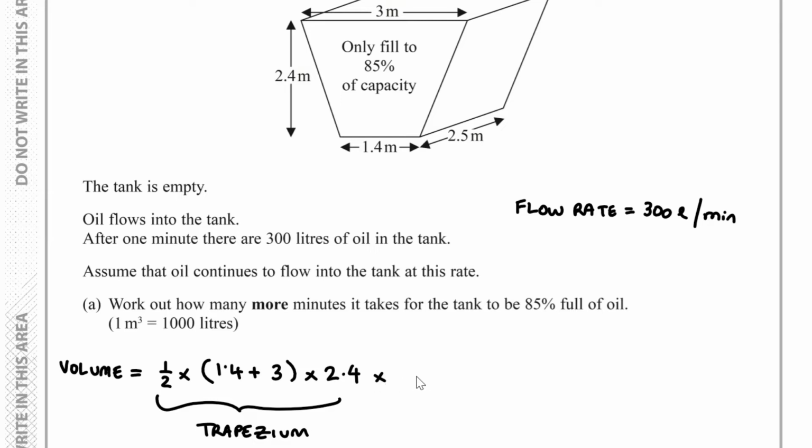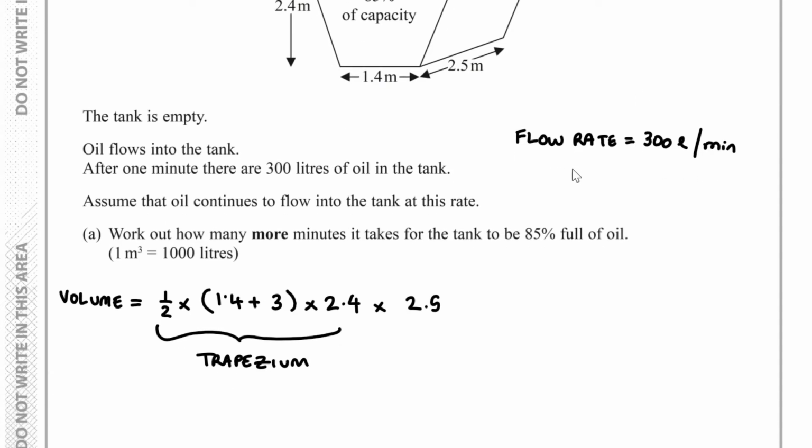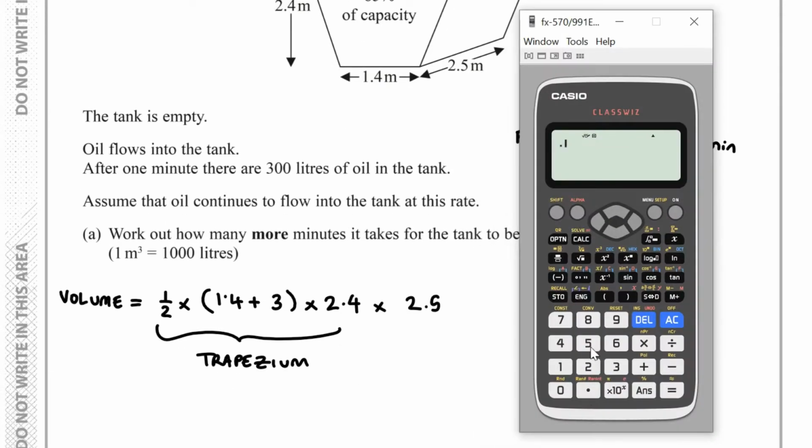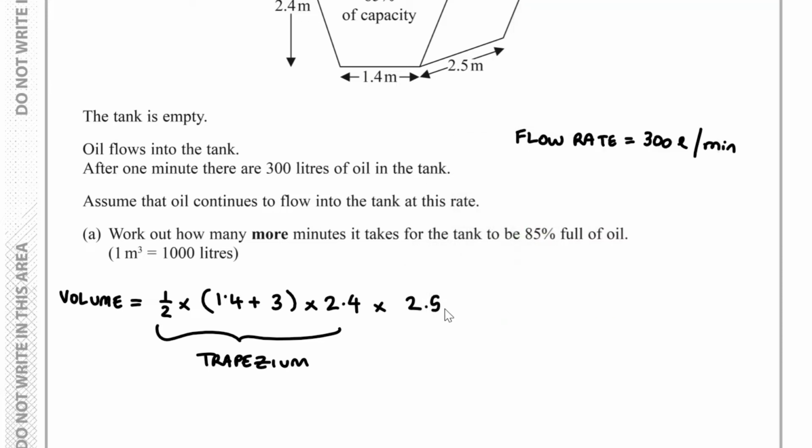And then we're going to multiply this by 2.5, which is the width over here, so we can find out the volume. We've got 1/2 times by 1.4 plus 3 multiplied by 2.4 multiplied by 2.5, which is 13.2. So we've got 13.2 meters cubed for the volume of the tank. So this is the capacity.